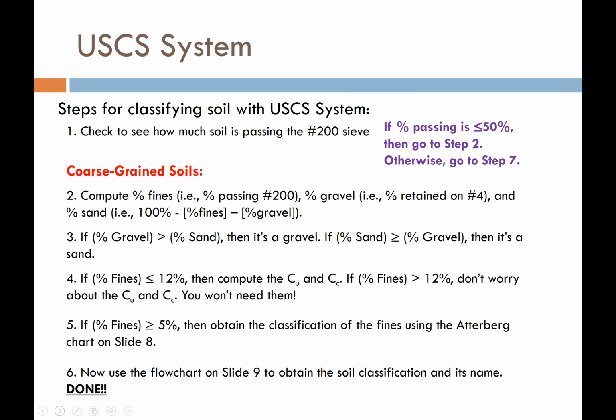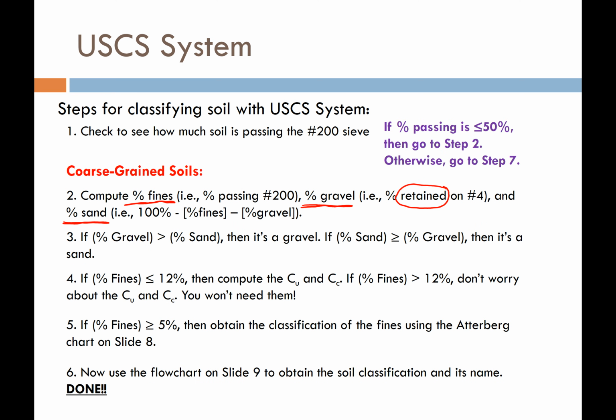The first step, if you have a coarse-grained soil, is you need to compute the percent fines. That's going to be the percent passing the number 200 sieve. You need to compute the percent gravel, and that's going to be the percent retained, not passing, but retained on the number 4 sieve. So that would be 1 minus the percent passing of the number 4 sieve. And then the percent sand is simply going to be 100%.